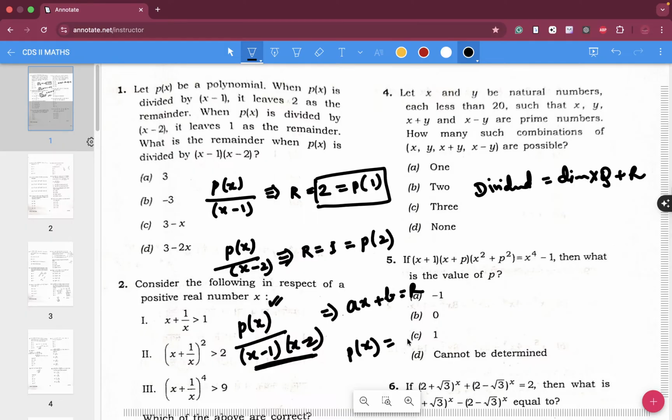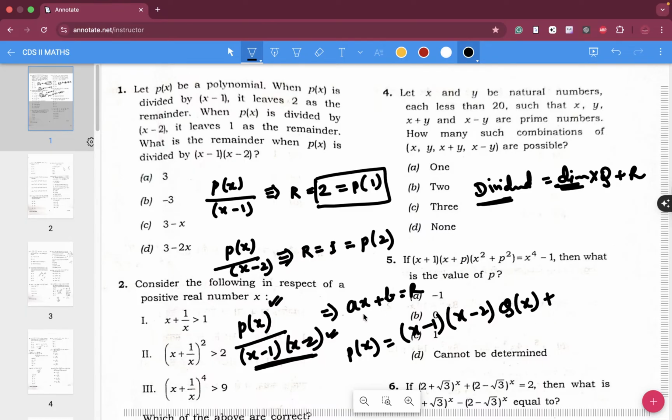P of x is equal to dividend, sorry, dividend is equal to divisor. What is a divisor? This is the divisor. So x minus 1 into x minus 2 into quotient. We don't know what the quotient is, so we are assuming the quotient as q of x. Why are we writing that? Because we are solving it in terms of the polynomial.